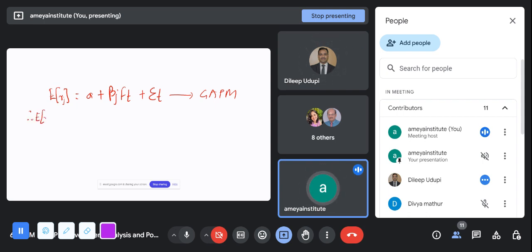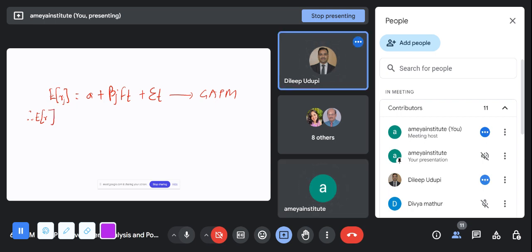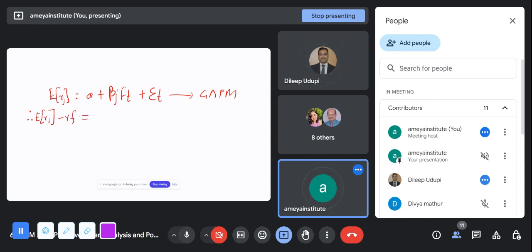The expected return of a stock j minus RF is equal to alpha plus beta j times the expected return of RM, that is the market return, minus RF, plus epsilon t. Are you getting this equation? How I'm trying to derive the CAPM formula?